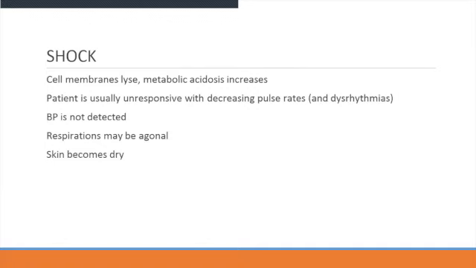Okay, so cell membranes lyse and then also metabolic acidosis increases. The patient is usually unresponsive with decreased pulse rates.